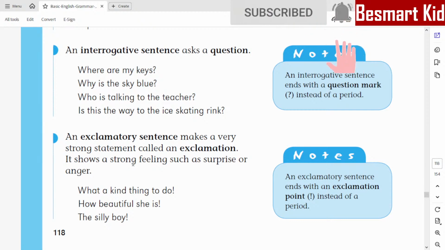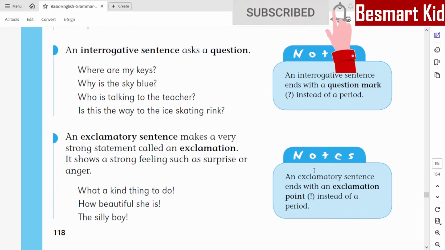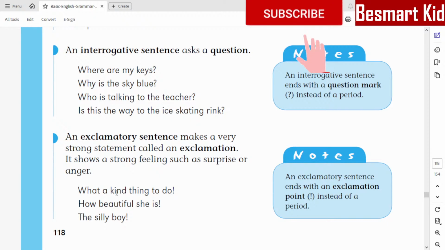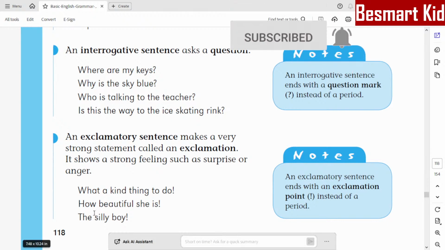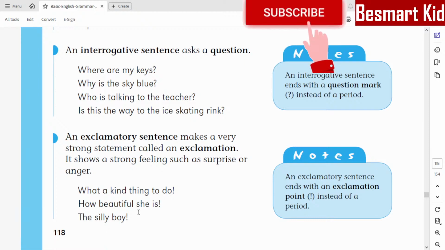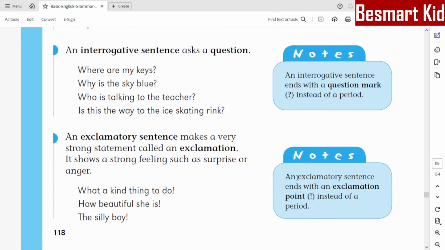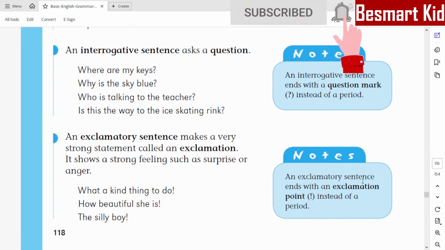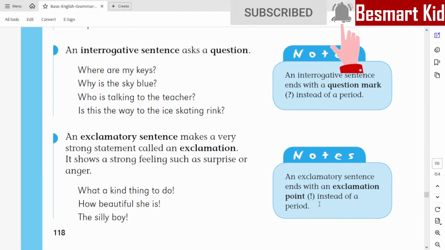An exclamatory sentence makes a very strong statement called an exclamation. It shows strong feelings such as surprise or anger. What a kind thing to do! How beautiful is she! The silly boy! An exclamatory sentence ends with an exclamation point instead of a period or a question mark.